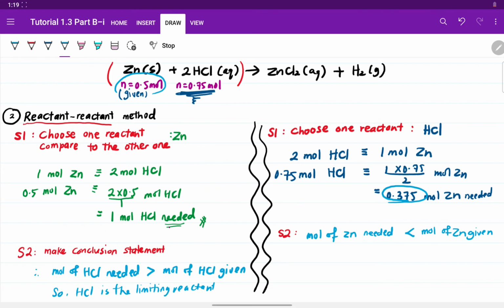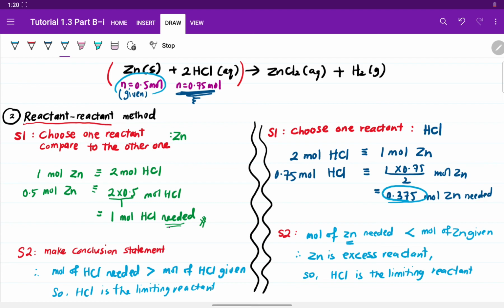Okay, jadi, apa yang kita boleh kata tentang zinc? So, awak akan cakap, zinc is excess reactant. Sebab dia akan ada baki. Tapi, do we want excess reactant? Tak. Soalan ni minta kita cari apa limiting reactant. Jadi awak akan tulislah zinc is excess reactant. So HCl is the limiting reactant. Okay. So benda yang sama, this is the reactant method.